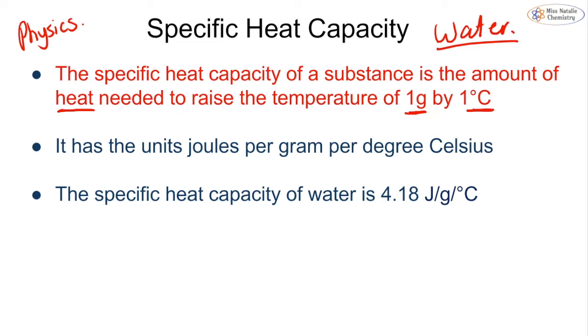So we have our units as joules per gram per degree. So joules is our energy, grams is our mass, and our degrees Celsius is our temperature. And the specific heat capacity of water is 4.18, or sometimes they may ask you to use 4.2, and that's joules per gram per degrees Celsius. That means in order to increase the temperature of 1 gram of water by 1 degree, I need to put in 4.18 joules of energy. And this value is going to be used in every calculation that you do for the energetics topic.